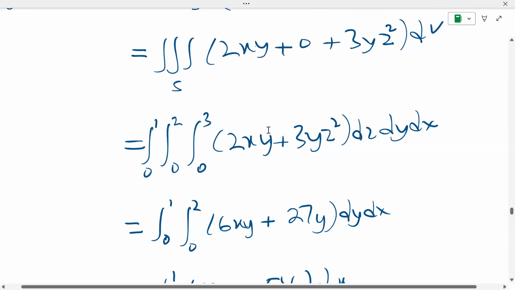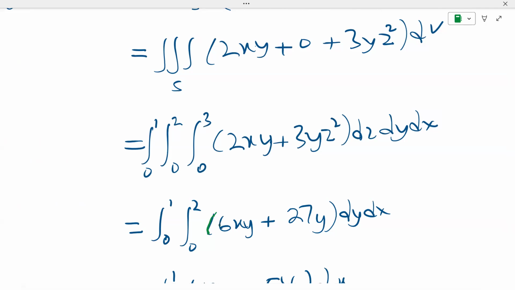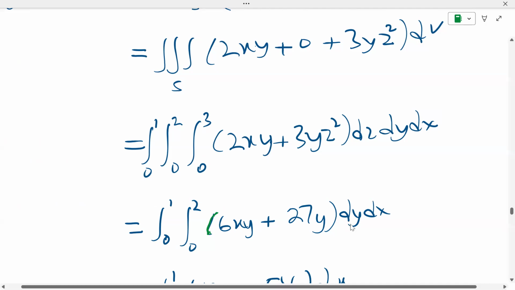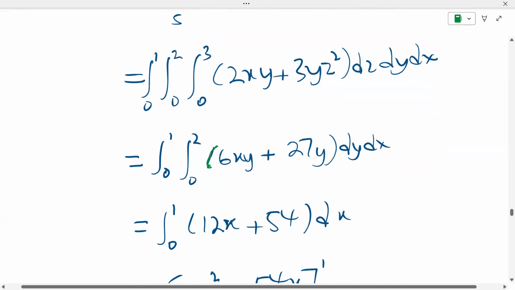For 0, everything will go to 0. And then for our 3, we'll do that, and that'll be the upper limit. So we shall get 6xy plus 27y. And then we now move on to the integral with respect to y. When we do that, we add 1, we divide by 2, and here we also add 1, divide by 2, and then we slot in our interval. For 0, everything goes to 0, and then we deal with our 2. So we shall get 12x plus 54.